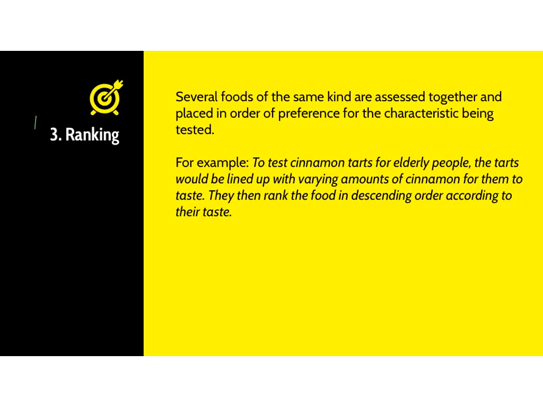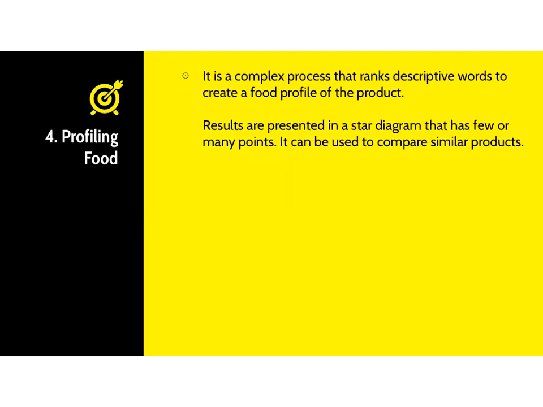Now, the third type of sensory assessment is ranking. So this basically is defined as using several foods of the same kind being assessed together and placed in order of preference for the characteristic that is being tested. So it's simply ranking the best to the worst, okay, for different types of the same category of food. Now, a good example of this is if somebody was testing cinnamon tarts for elderly people. The tarts would be lined up with varying amounts of cinnamon for them to taste, and they would rank the food in descending order according to their preference of taste.